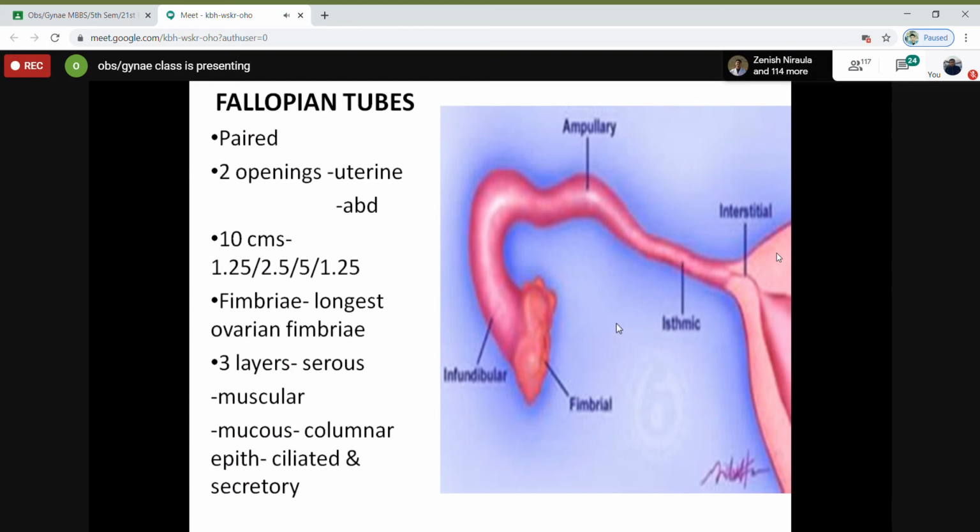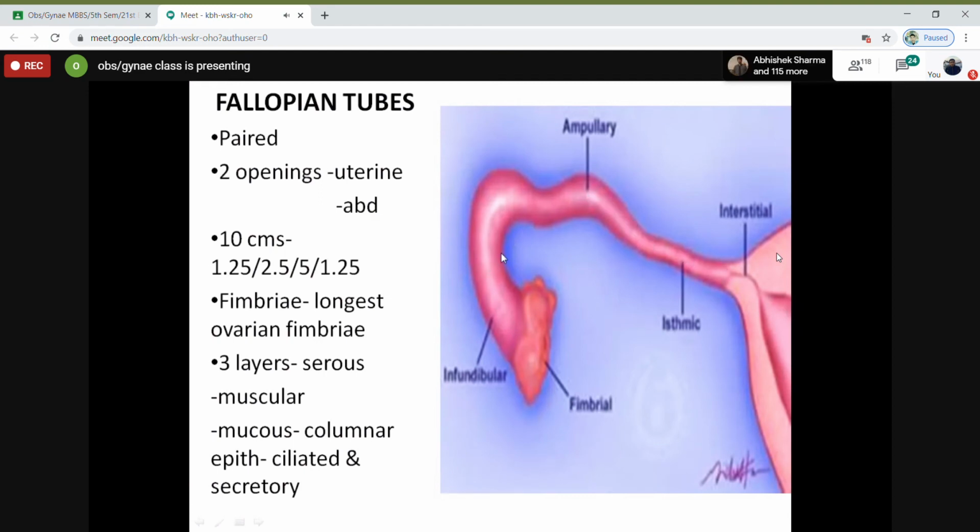Now we'll talk about the fallopian tubes. The fallopian tubes are paired structures on either side of the uterus. It has two openings, one is the uterine and the other is the abdominal opening. So this is the uterine opening, that is the abdominal opening. It is 10 centimeters in length.